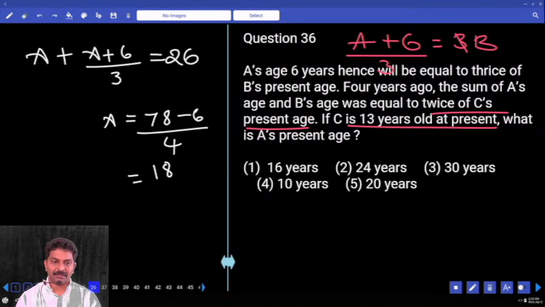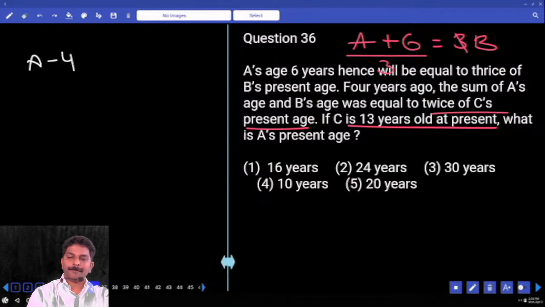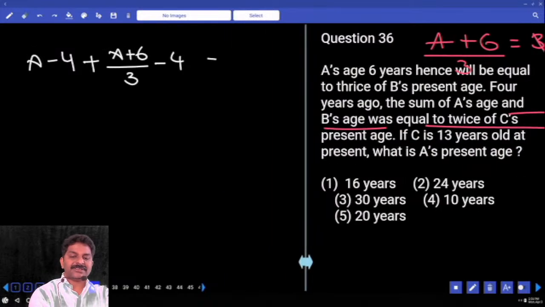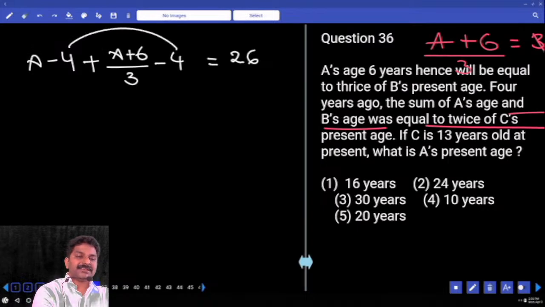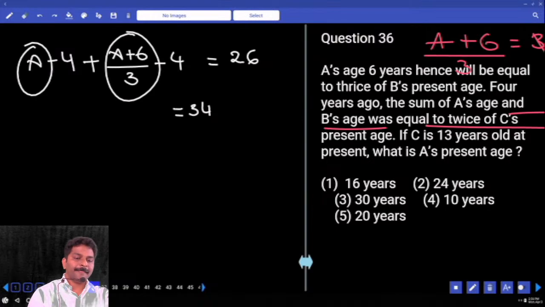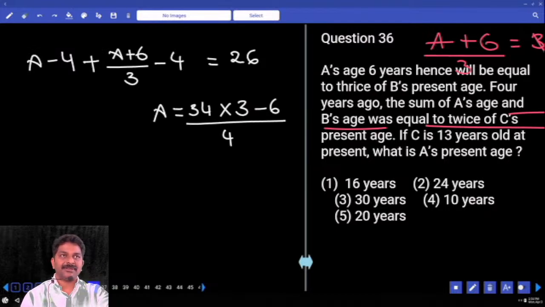What is the question? 4 years back, A minus 4, and B's present age is (A plus 6) by 3, so 4 years back, minus 4, which is equal to 26. Minus 6, minus 4, minus 8 goes to the other side and becomes plus 8, which is 34. On the left hand side only these two values are there. 3A plus A, 4A, plus 6 goes to the other side. 34 times 3, 102, minus 6, 96, by 4, 24.